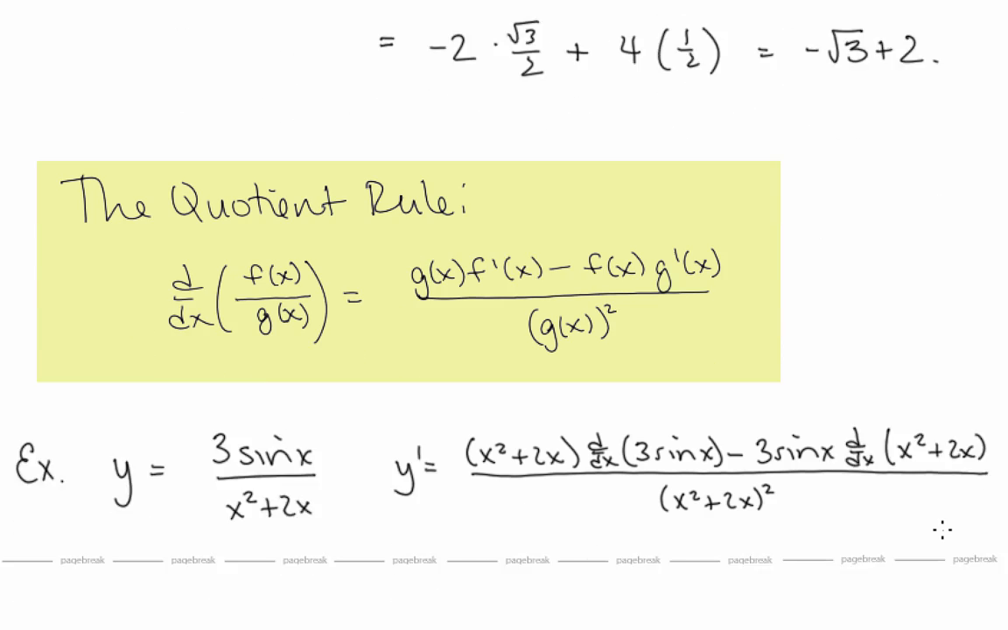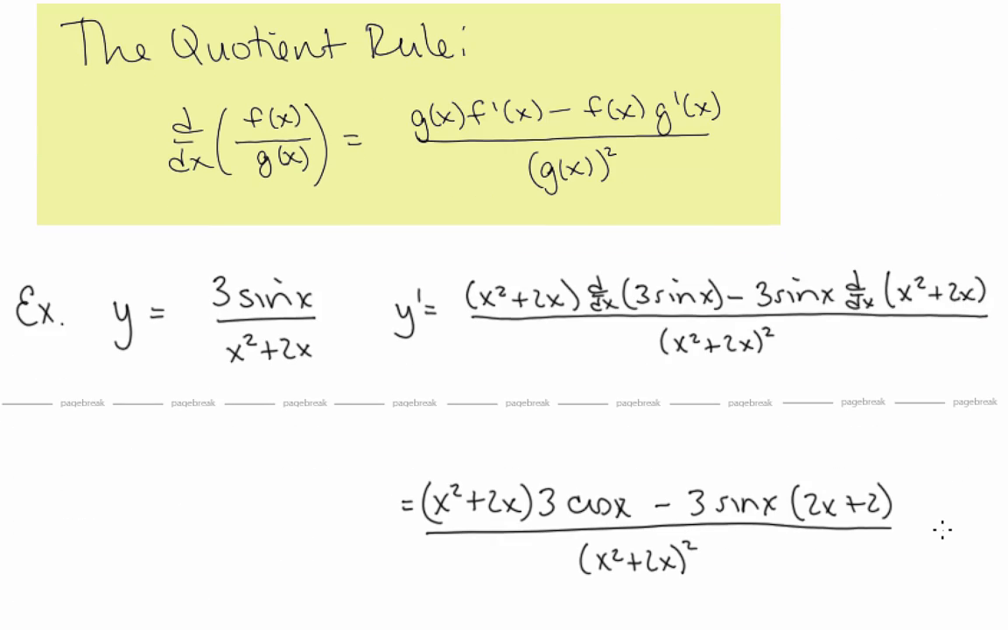Now let's take a look at the quotient rule. Here we have a rule for finding the derivative of a quotient of functions. The derivative of f of x over g of x is equal to g of x times f prime of x minus f of x g prime of x, over g of x squared. Bottom times derivative of the top minus top times derivative of the bottom over bottom squared.